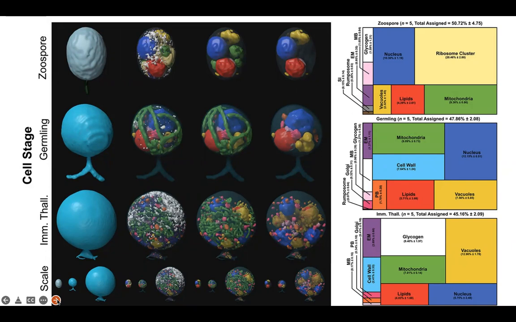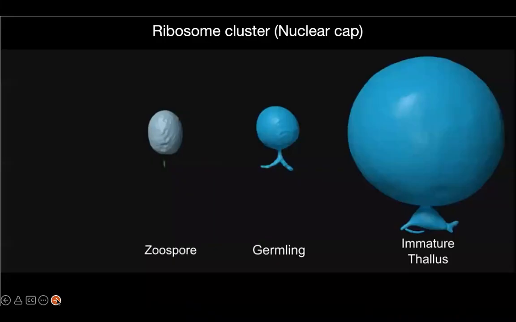So remember what ribosomes are. We talked about them this morning. Ribosomes are complexes inside cells that make proteins. So they're the machine to make proteins. And in the zoospore, we see them enclosed in this ribosome cluster, and then as it transitions into the germling, that ribosome cluster completely dissipates. Okay. So that's the video to say exactly the same thing that I just showed you.